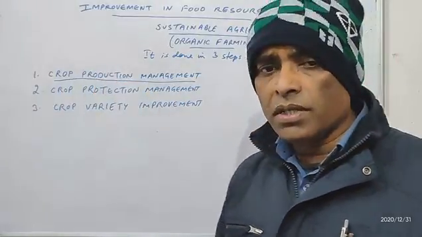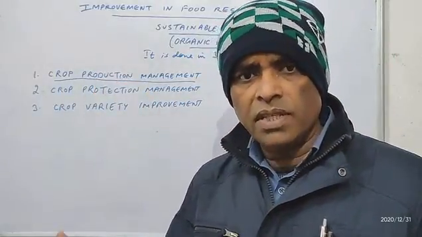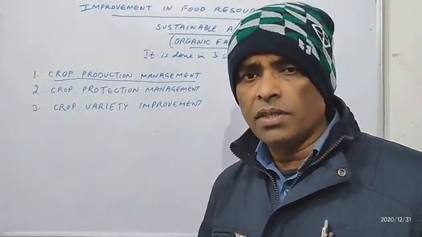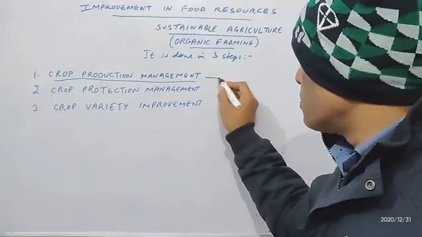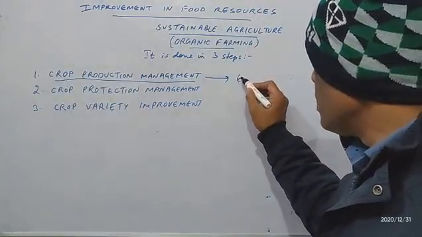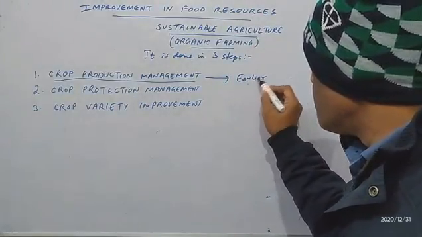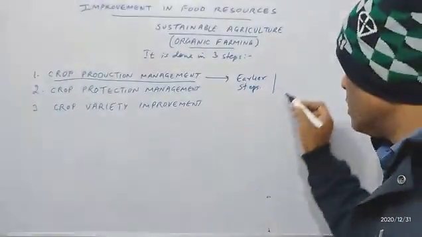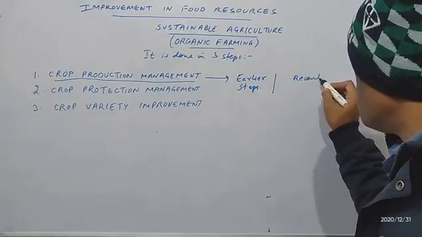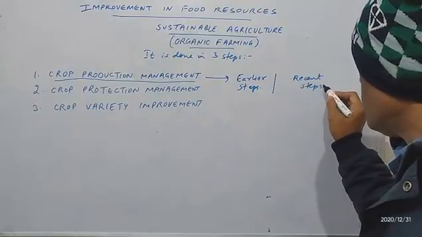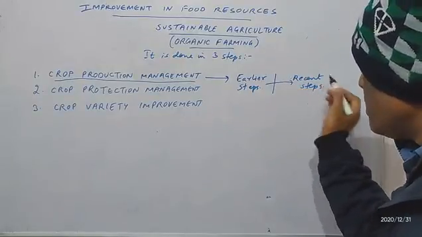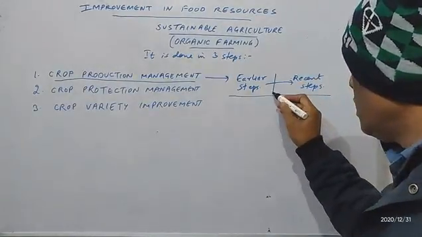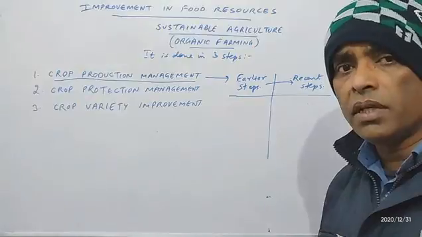The increase in production. Now the basic processes are the same, the plowing, leveling. Plowing is done, leveling is done, but a few steps which were the earlier steps taken by the farmers are replaced by the recent steps that we should do. What the farmers used to do earlier and what are the changes we need to bring about.